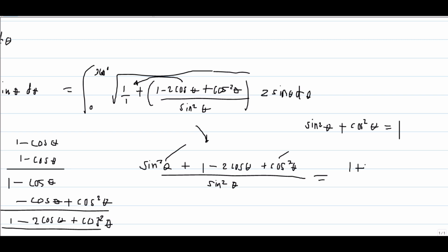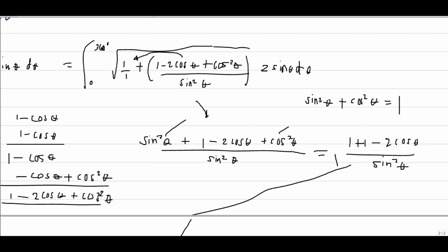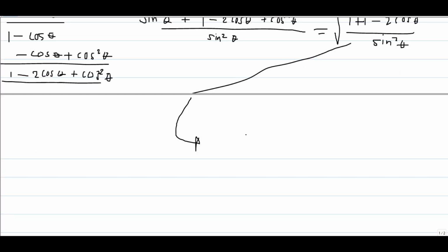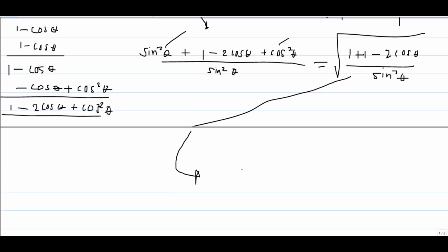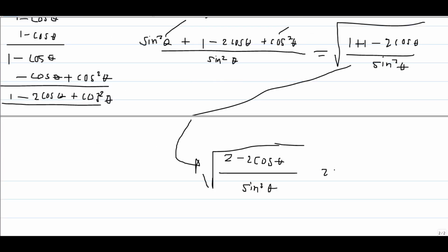So 1 plus 1 minus 2 cos theta, over sine squared theta. By the way, take note that we have the square root again, then 2 sine theta. Let's simplify here. 1 plus 1 is 2, then 2 minus 2 cosine theta over sine squared theta, with the square root, over 2 sine theta.